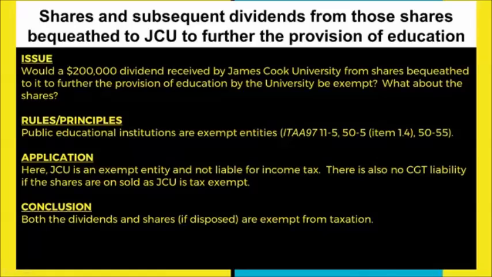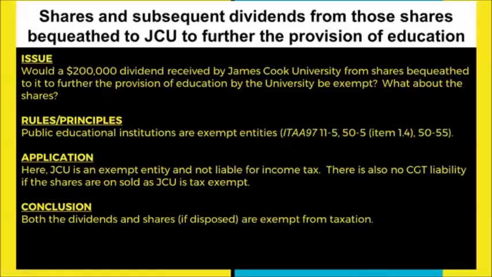Whether dividends received by a university from shares that were bequeathed to it, and where those shares were bequeathed for a specific purpose, that is to provide for education, would that be exempt? And then also asking after that, what about the shares themselves, assuming they get disposed? And the answer is pretty simple. Public educational institutions like universities are just simply exempt entities.